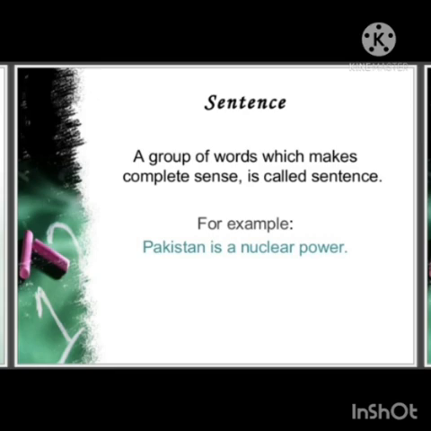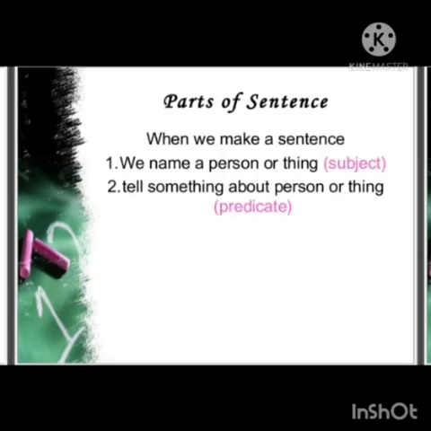For example, Pakistan is a nuclear power. Ronit is reading a book. This is my house. Now, a sentence has two parts. First is subject and the other is predicate.